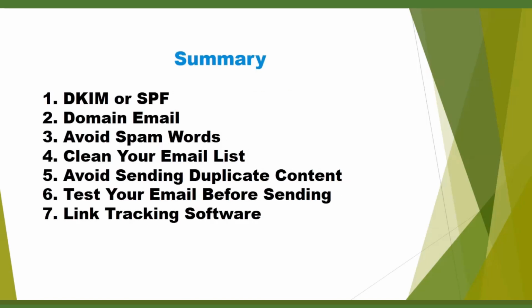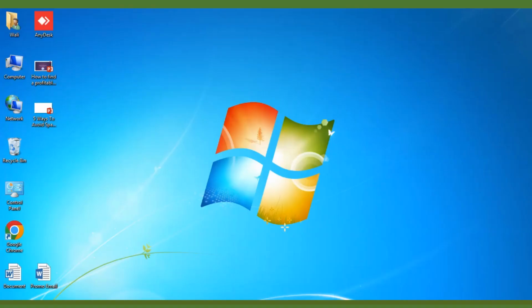So here is the summary. In order to avoid a spam filter, number 1, set up DKIM and SPF records. Number 2, send your email from a domain-related email address. Number 3, avoid spam trigger words. Number 4, clean your email list. Number 5, avoid sending duplicate content. Number 6, test your email before sending it to all. Number 7, use link tracking software. Do these 7 strategies and you will be golden.